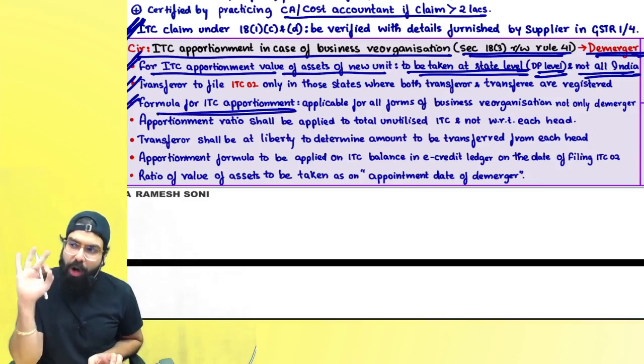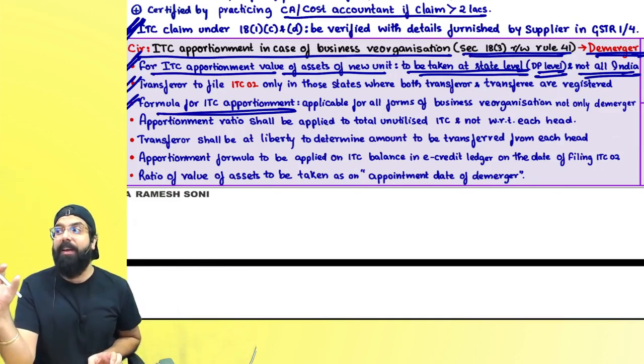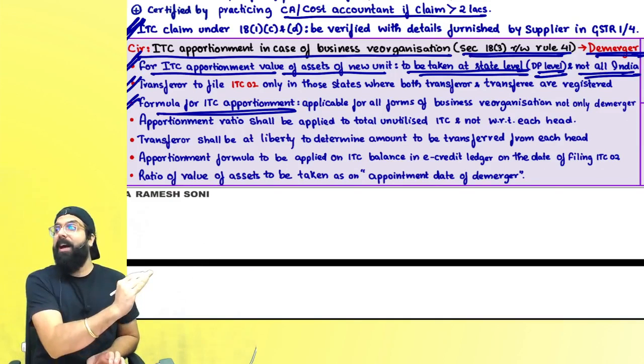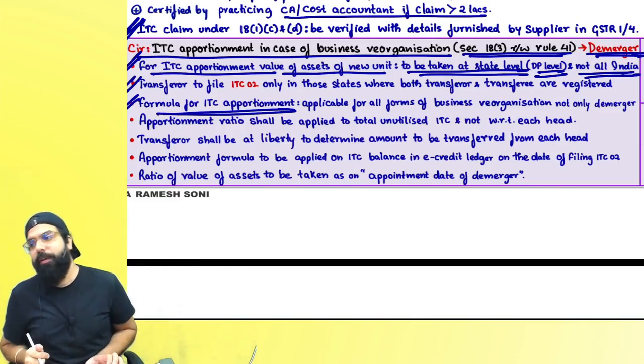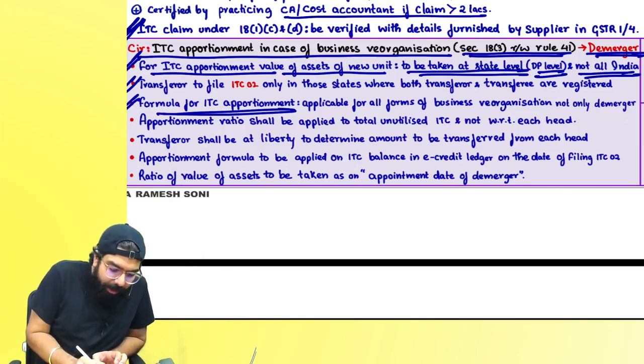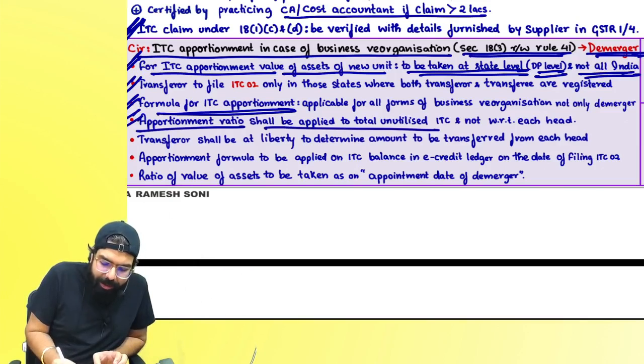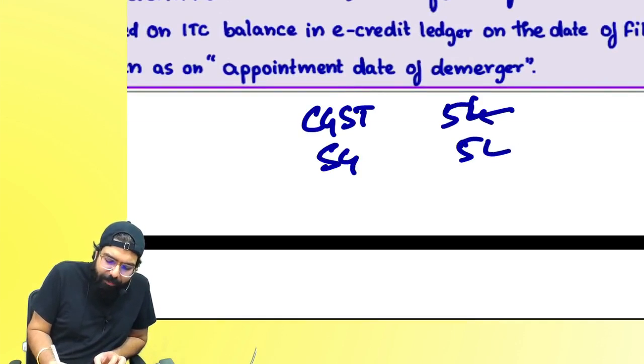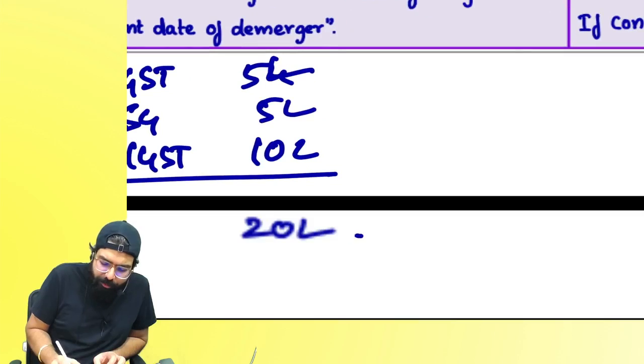It is applicable for all business reorganization wherein one part of the business is hived off and transferred to someone else. Can I go ahead, everyone? Then the apportionment ratio shall be applied to the total ITC. People asked: CGST I have 5 lakh, SGST 5 lakh, IGST 10 lakh, which means I have 20 lakh. Supposing I have to transfer 50%.